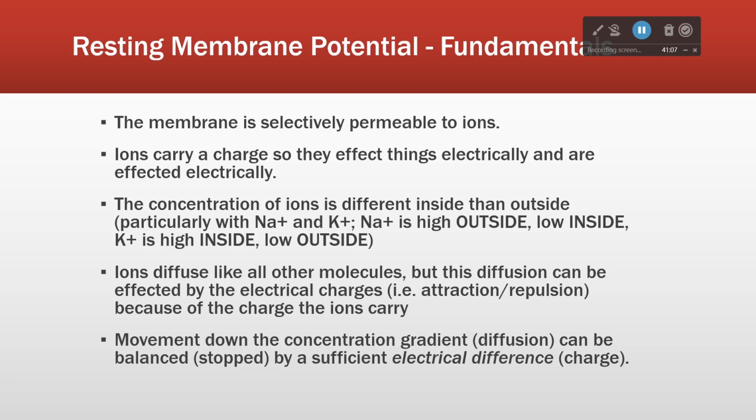Okay. So to build up this idea, first of all, the membrane is selectively permeable to ions. We just covered that, right? Ions can't pass through the membrane without a channel or transporter of some kind. That means the cell has control over where ions flow and when, okay? Because it put the channels in there. So that's point number one.